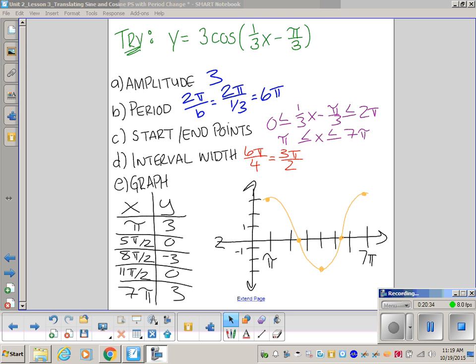To get my start and end points, I first add pi over 3 to 2 pi and 0. And then I multiply each of those by 3. So pi over 3 times 3 is pi. 7 pi over 3 times 3 is 7 pi. So I start at pi and end at 7 pi, and I'll have one curve with a period of 6 pi. To figure out what to add to my interval width, I divide the period by 4. That simplifies to 3 pi over 2. So every 3 pi over 2 is where I'm going to have one of my points.